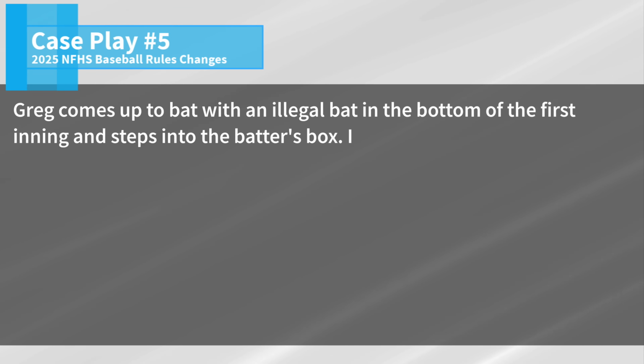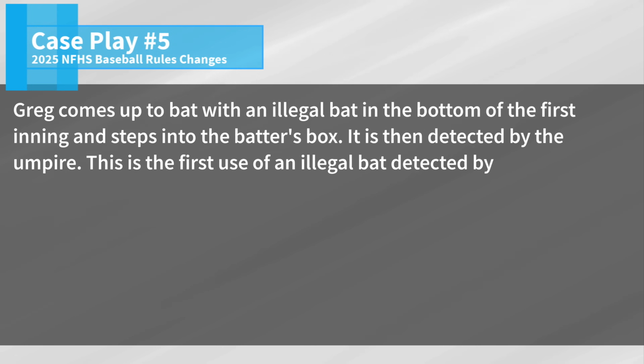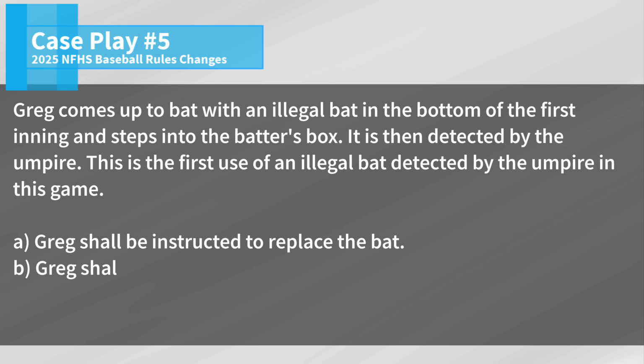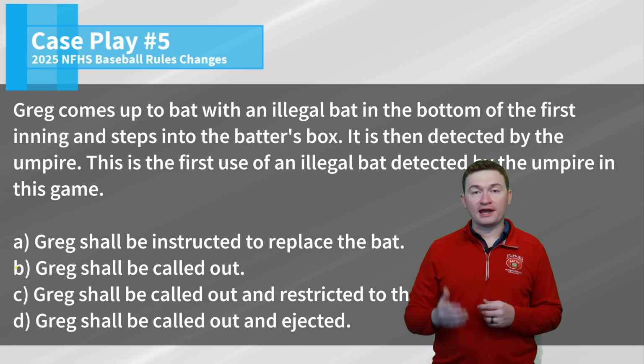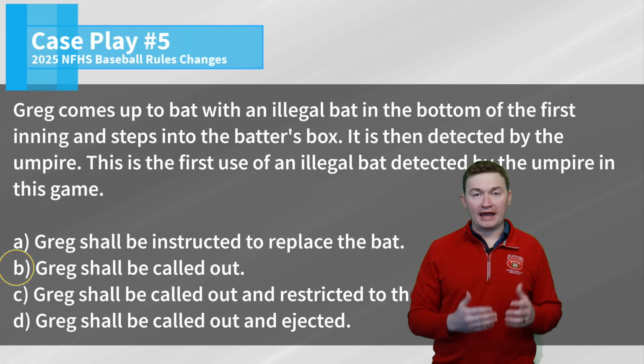Case play number 5. Greg comes up to bat with an illegal bat in the bottom of the first inning and steps into the batter's box. It is then detected by the umpire. This is the first use of an illegal bat detected by the umpire in this game. Is this A, Greg shall be instructed to replace the bat, B, Greg shall be called out, C, Greg shall be called out and restricted to the dugout, D, Greg shall be called out and ejected. The correct answer here is B, Greg shall be called out.